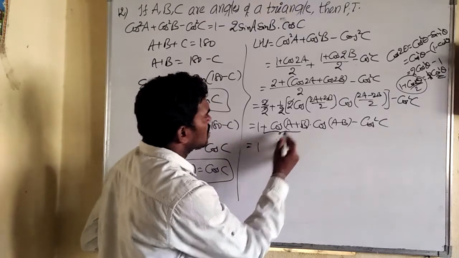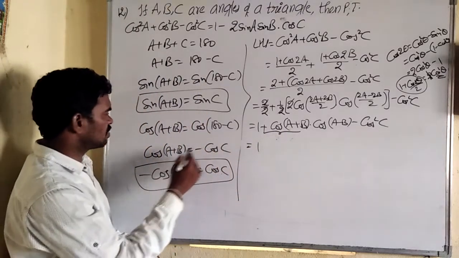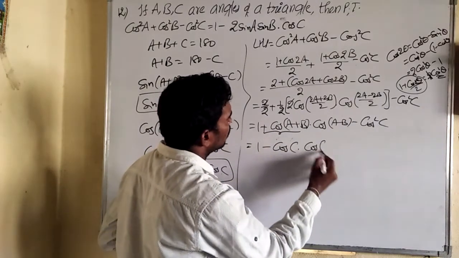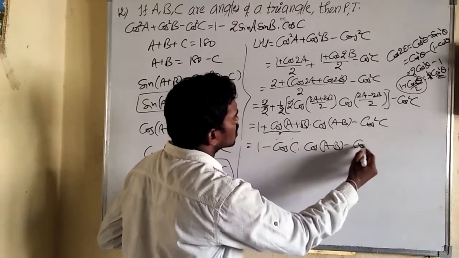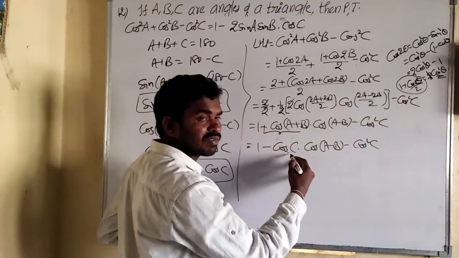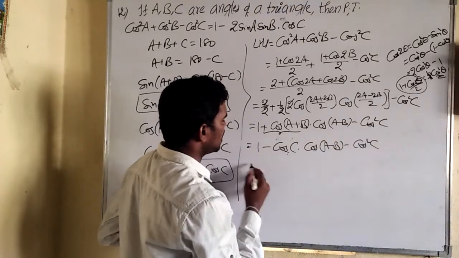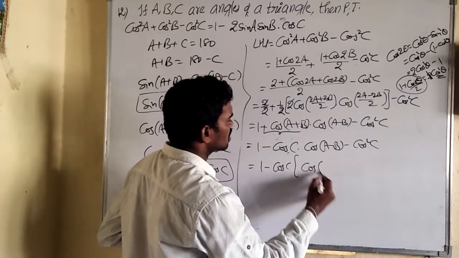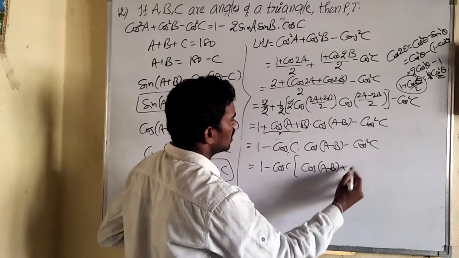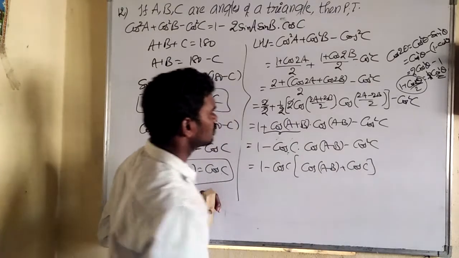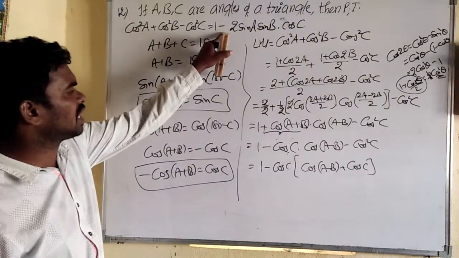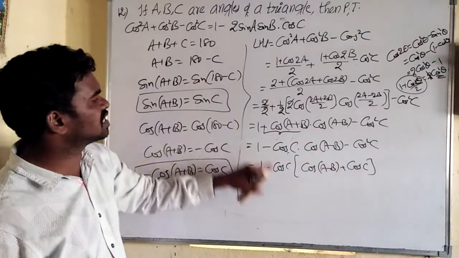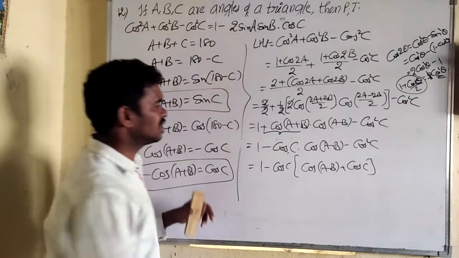Cos of (a plus b) means what? Cos of (a plus b) means minus cos c. So here I have written minus cos c into cos of (a minus b). So minus cos square c, keep as it is, because it is in terms of cos only. So now from both, take minus cos c out common. The remaining terms are cos of (a minus b) plus cos c. So what will be the answer? 1 minus cos c. Cos c is there, minus is there. Then 2 sin a sin b is required.